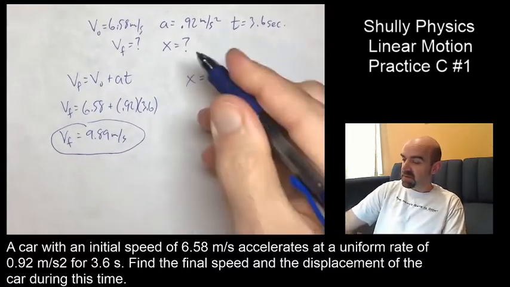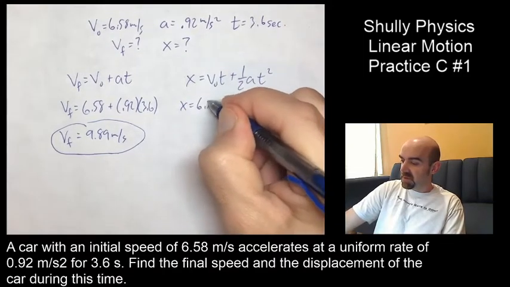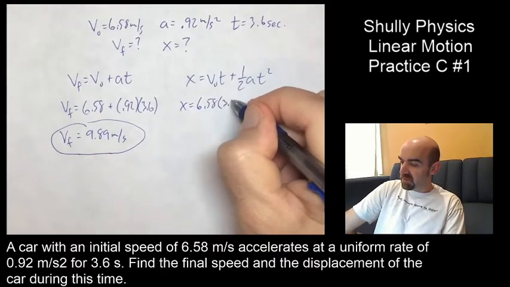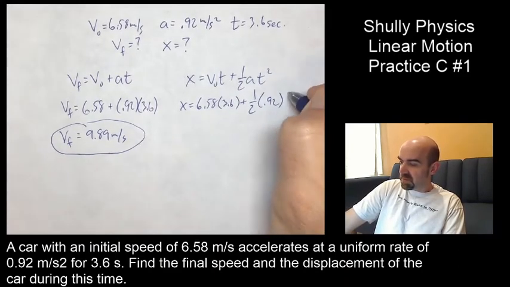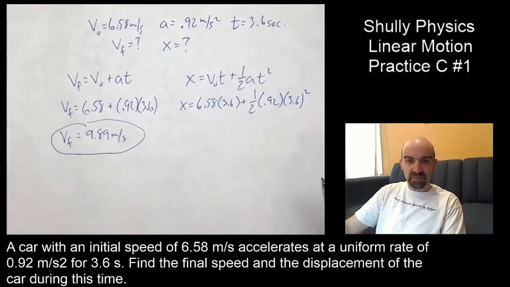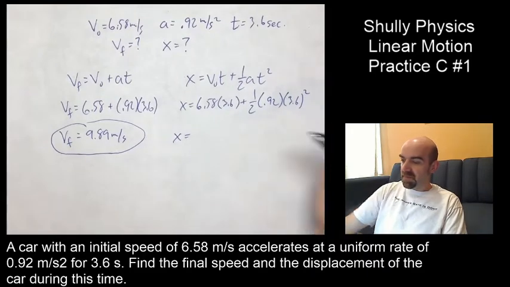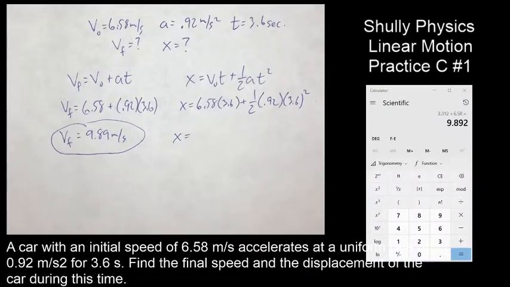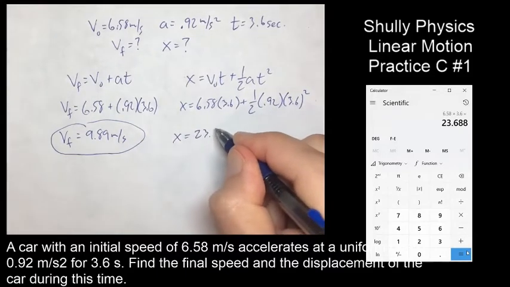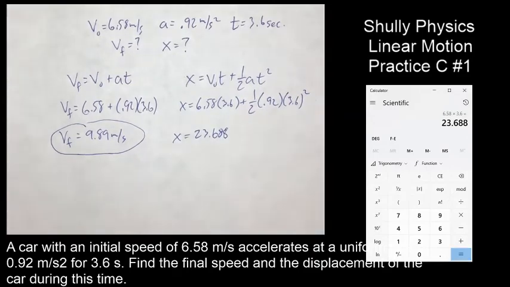We go on to the next one. X equals initial velocity times time, 3.6 seconds, plus half of the acceleration times time squared. There it is. And we solve that one. All right. We'll take that 6.58 times 3.6 is 23.688. I'll go ahead and keep those decimals for now.